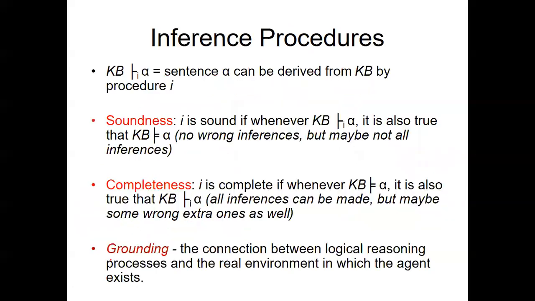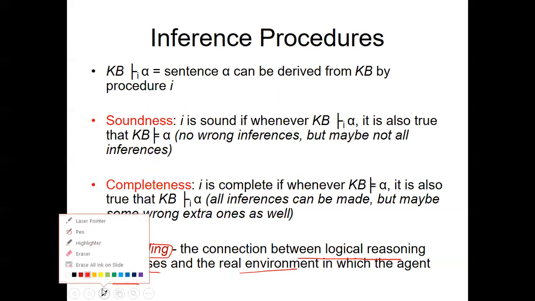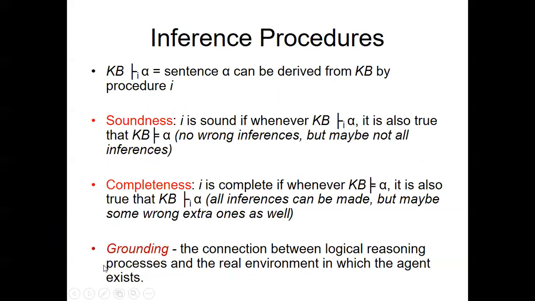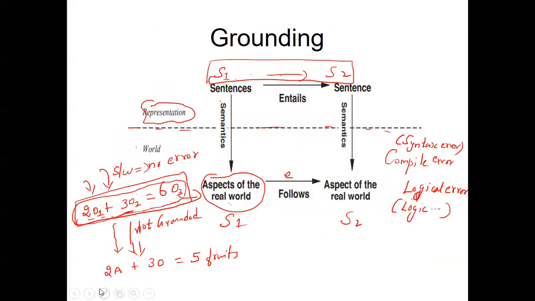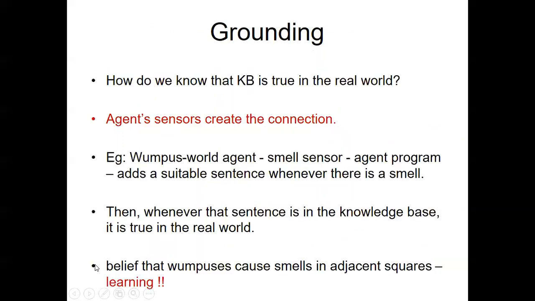So that is what grounding is about. Your inference algorithm may follow the syntactic rules and behave perfectly, but is it reflecting the real environment or not? If it is reflecting it, then the algorithm is said to be grounded. Otherwise, it is not grounded. So the connection between logical reasoning and the real environment in which the agent exists is called grounding. Based on these three properties, the efficiency of an inference algorithm is measured. I guess you have understood.